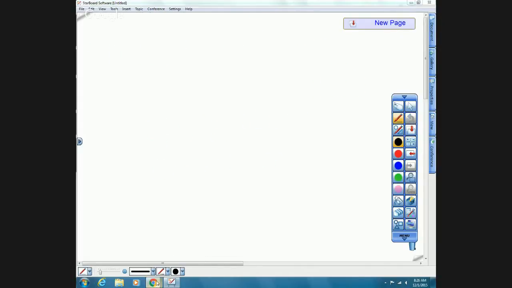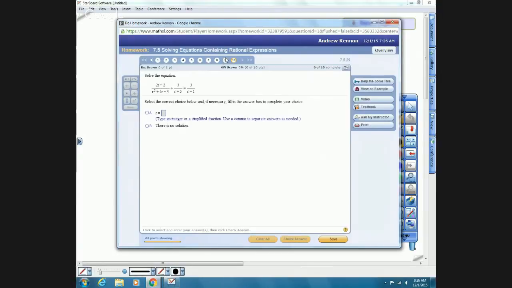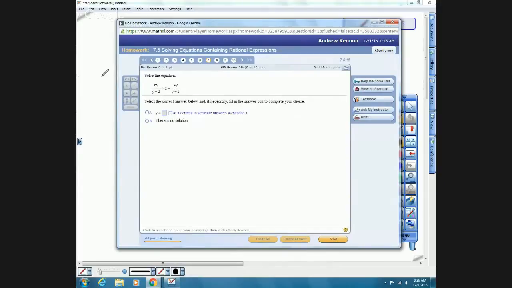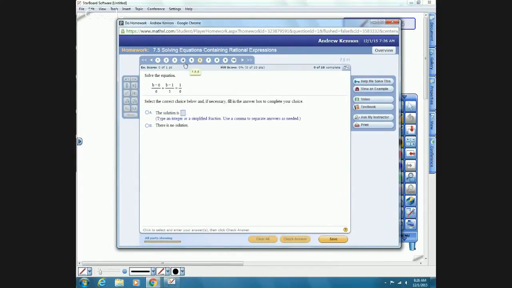All right, so with rational equations, you multiply by the LCD, make the fractions go away, and then it just becomes a linear equation. Did that one, did that one. I think I've done all the ones I want to do.